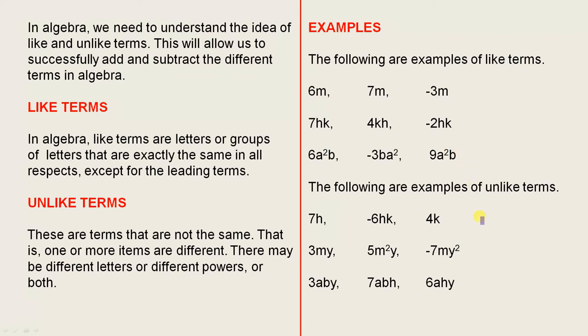The following are examples of unlike terms. We have those three there. We have an H, an HK and a K. See, each of those is different. We have an MY, an M squared Y and an MY squared. Each of those is different. Even though we have MY in each, the powers in each of them are different. And here they are definitely different: ABY, ABH, AHY. None of those three are the same, so they're unlike terms.